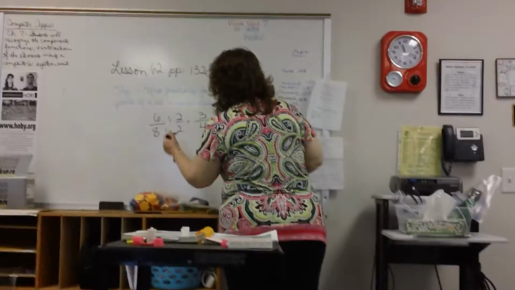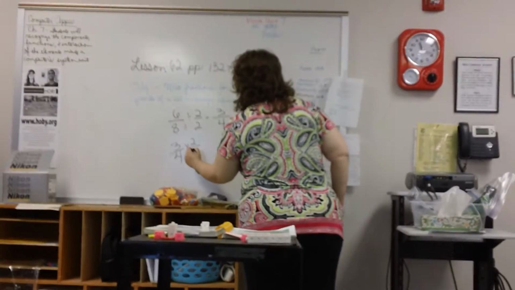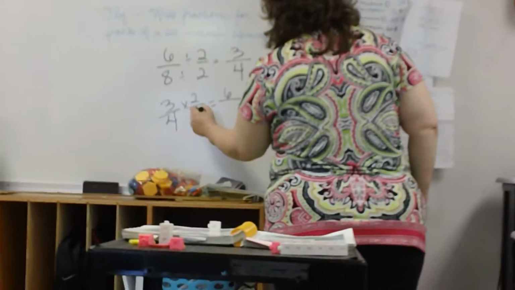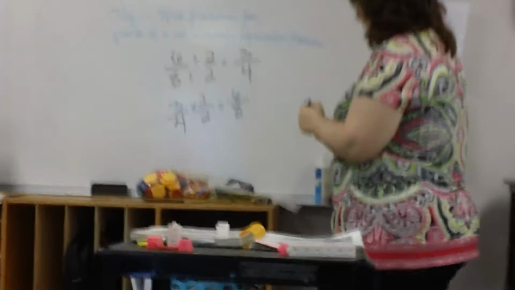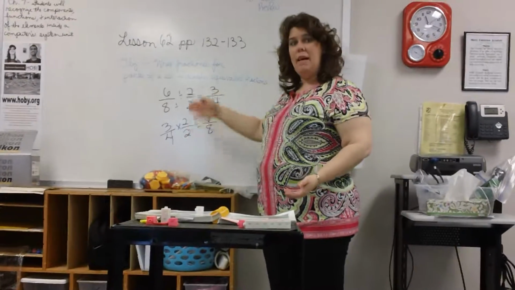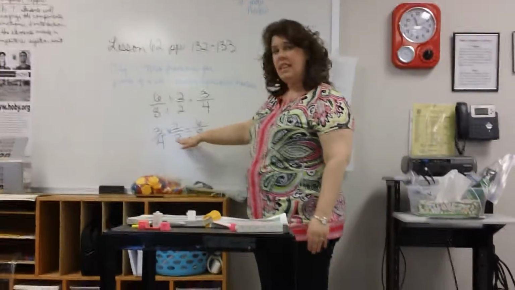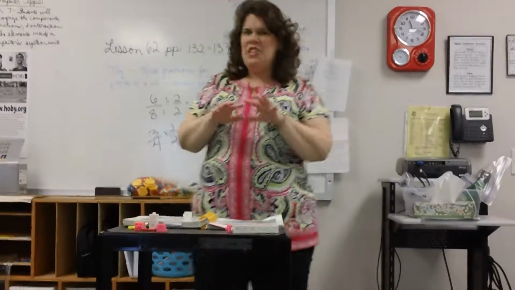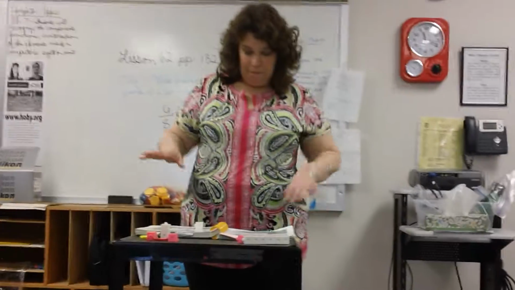I could do it the other way. Instead of dividing, I could go 3/4 times 2 over 2. 3 times 2 is 6. 4 times 2 is 8. I would get the same thing. If you divide or multiply the numerator and the denominator by the same number, you're going to get an equivalent fraction. They're going to be equal. They're just going to be split up differently.